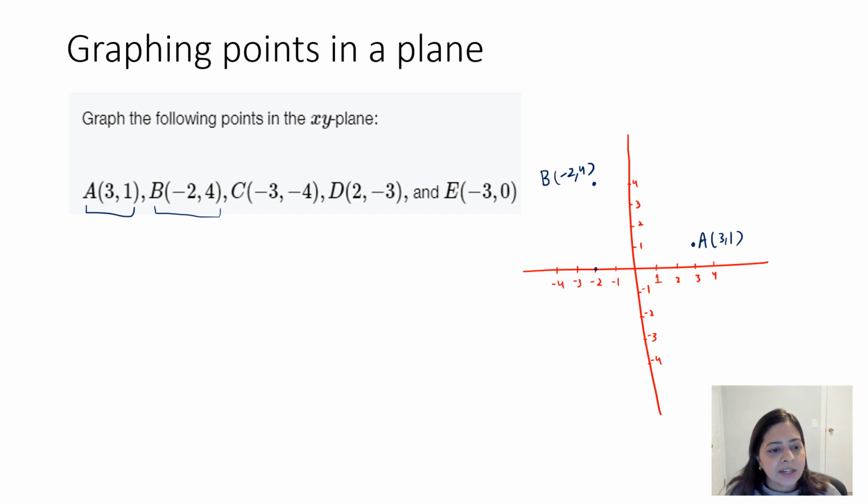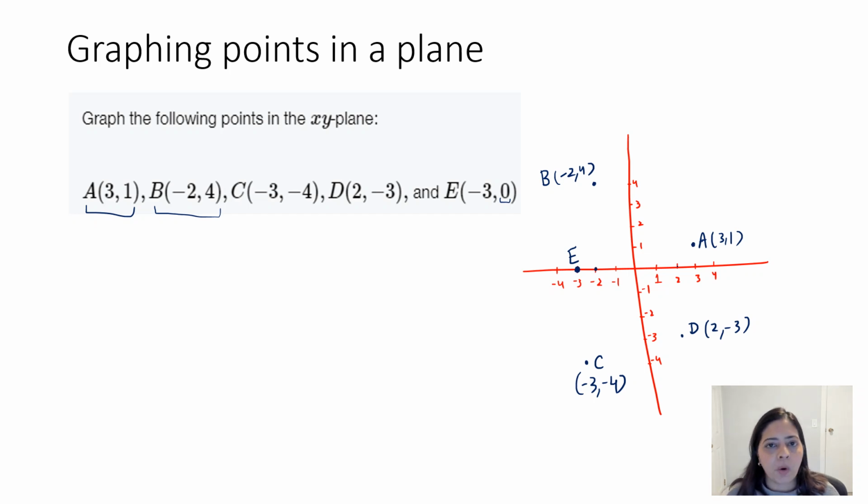C is (-3, -4). C is -3 means you come here and then 4 units down. So this is where you reach. This is how you label (-3, -4). D is (2, -3). So (2, -3), this is where you are. And then E is (-3, 0). So x is -3, that means here you are, while y is 0 means you do not move vertically up or down, you stay on the x-axis. So that's the point E, (-3, 0).